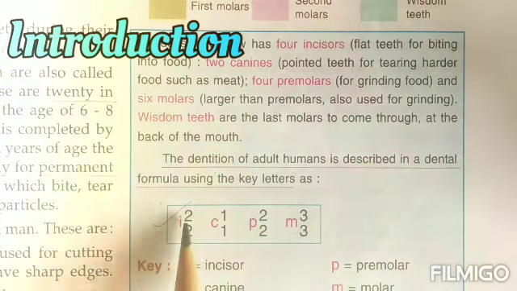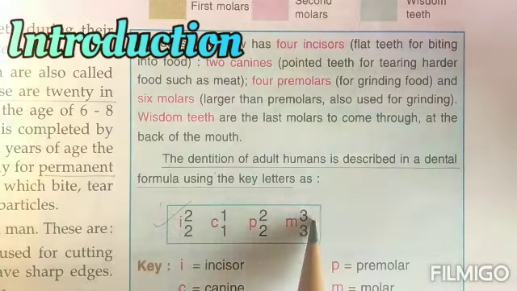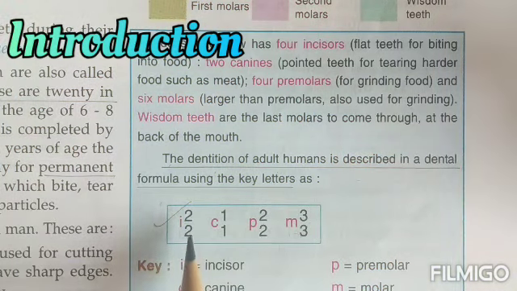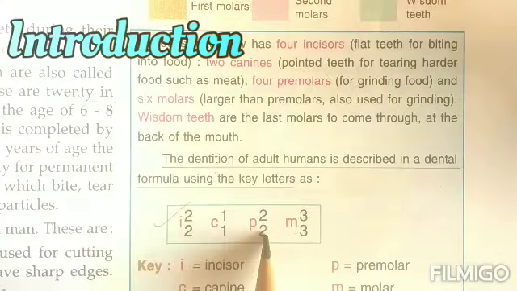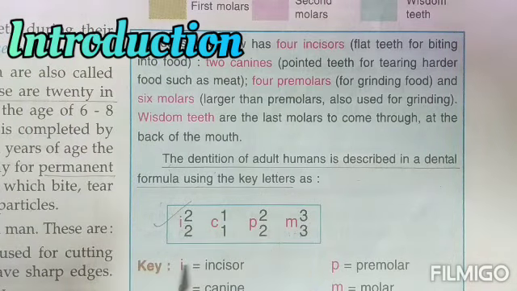Right? So the dental formula is children 2, 1, 2, 3. Right? The 2 incisors in the upper and the lower jaw, 1 canine, 2 premolars, and 3 molars. So this is the dental formula, which is very important, and you need to learn it up and mug it up.